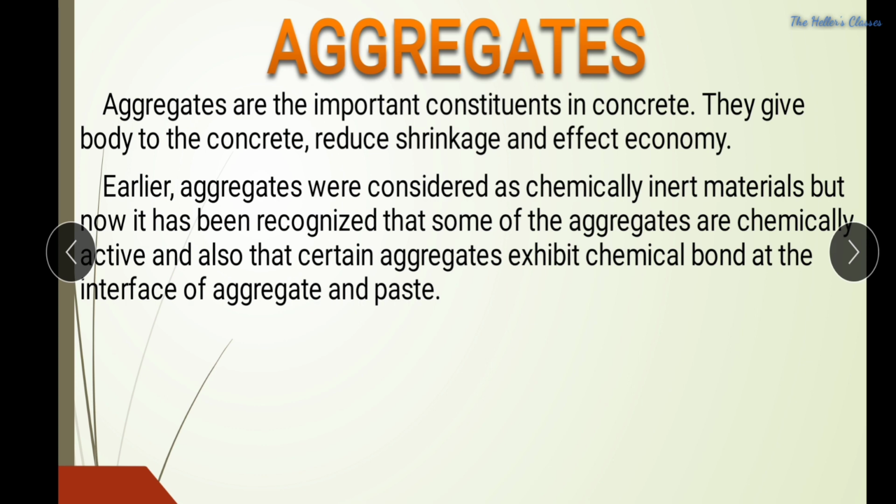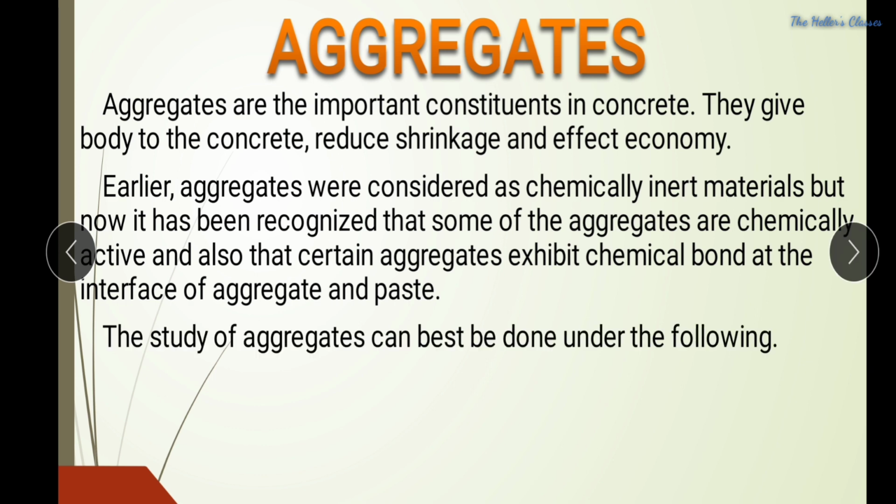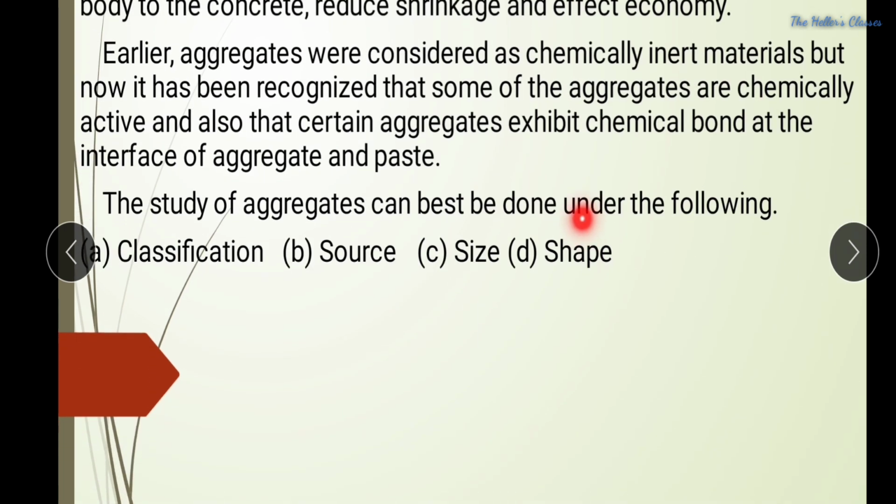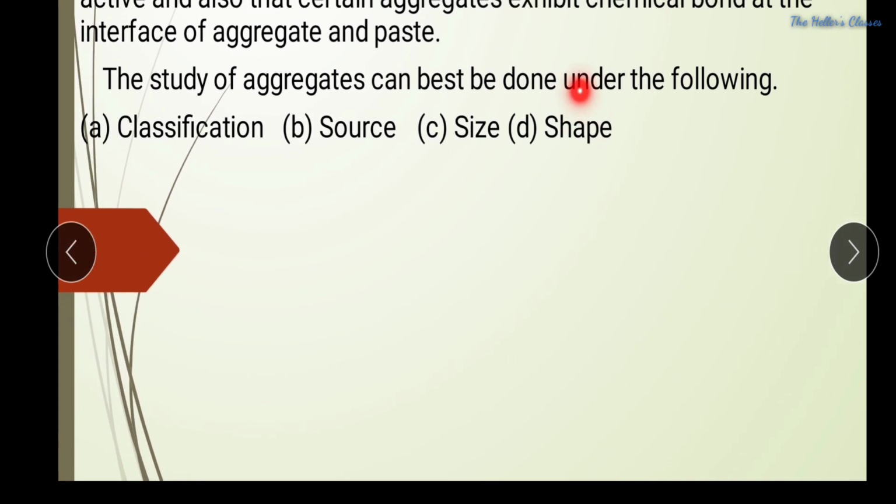Before that, we consider that aggregates should be a chemically inert material, but it has been recognized that some of the aggregates are chemically active. So before selecting any aggregate, we need to select chemically inert materials.